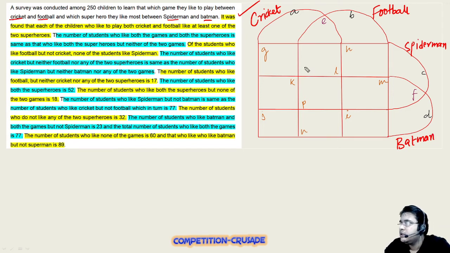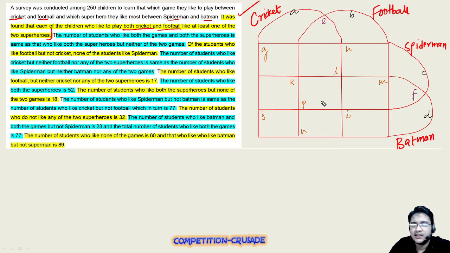All right. Now you also have to remember there are 250 students. It was found that each of the children who like to play both cricket and football like at least one of the two superheroes. Now what do I make of this statement? Both cricket and football. Where is both cricket and football? I hope you can see both cricket and football is this one.